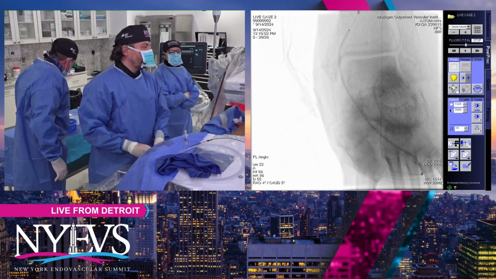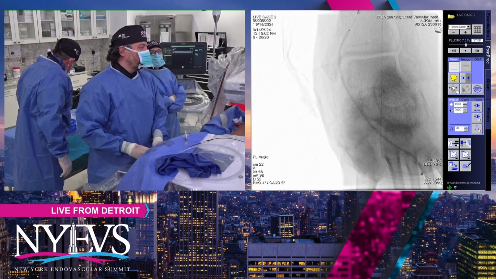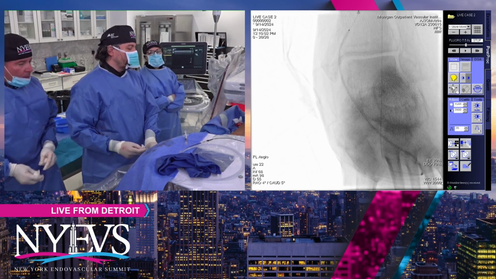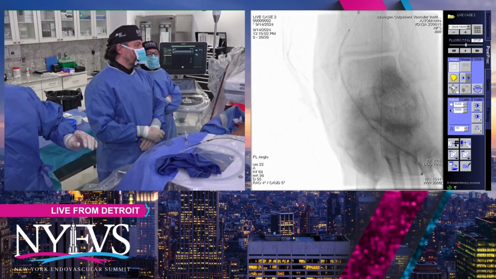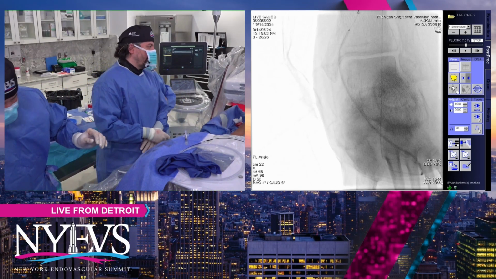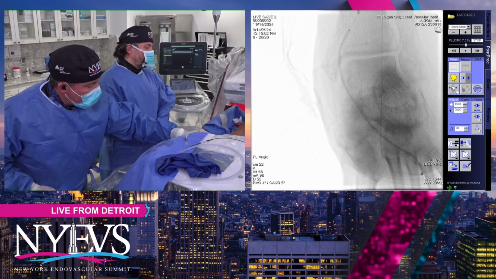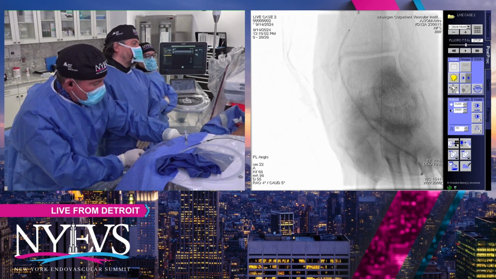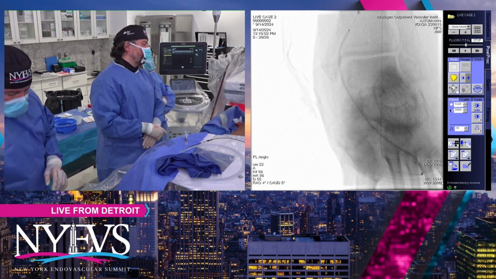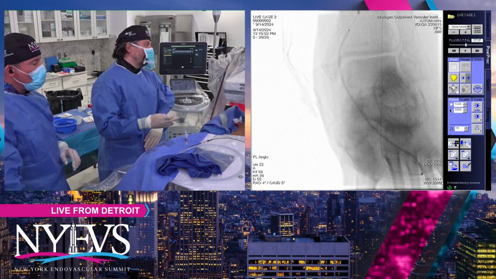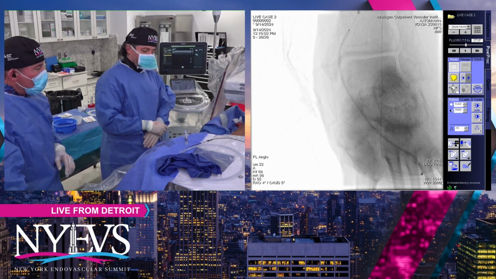I agree with you. Obviously, you don't treat these vessels for patients with rest pain, for example, in my humble opinion. But for patients with this type of illness and an ulcer, I think you want to achieve inline blood flow to where the wound is.